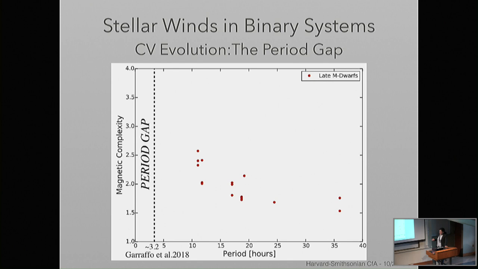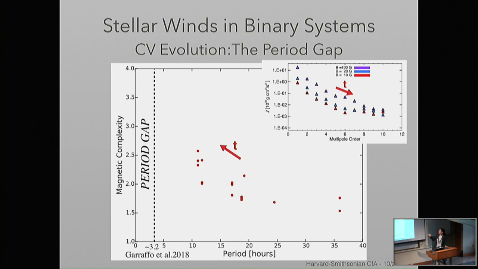And we see that as we go to shorter periods, so faster rotating stars seem to have more complexity, just like we saw for sun-like stars. Same thing. Faster rotating seems to have more complexity. And in our picture, that means more complexity means going towards this regime where they do not lose much angular momentum, where they lose angular momentum at a more inefficient rate.